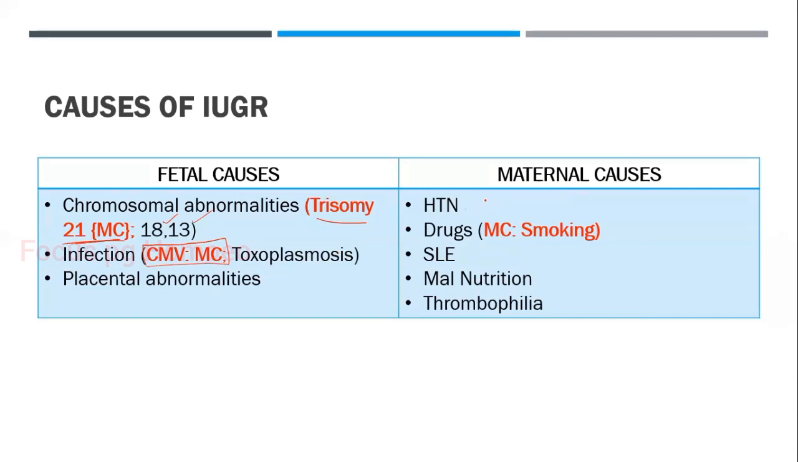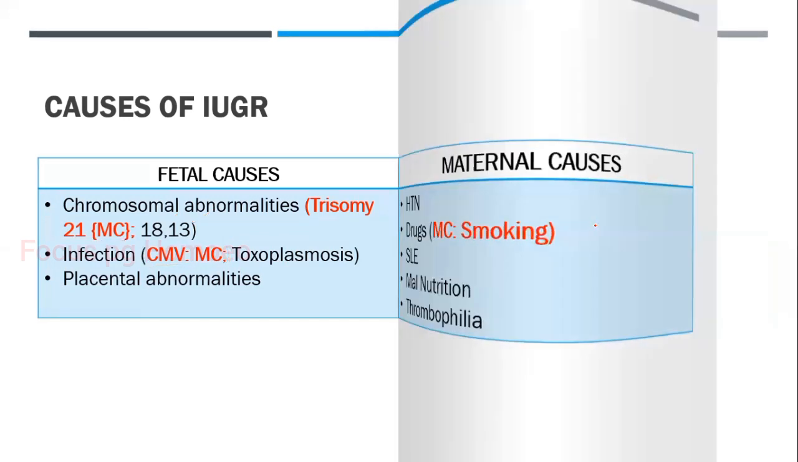Maternal causes are hypertension, drugs, systemic lupus erythematosus, malnutrition, and thrombophilia. And in drugs, the most common maternal cause for IUGR is smoking. This is asked actually, very important. So the most common maternal cause for IUGR is smoking.